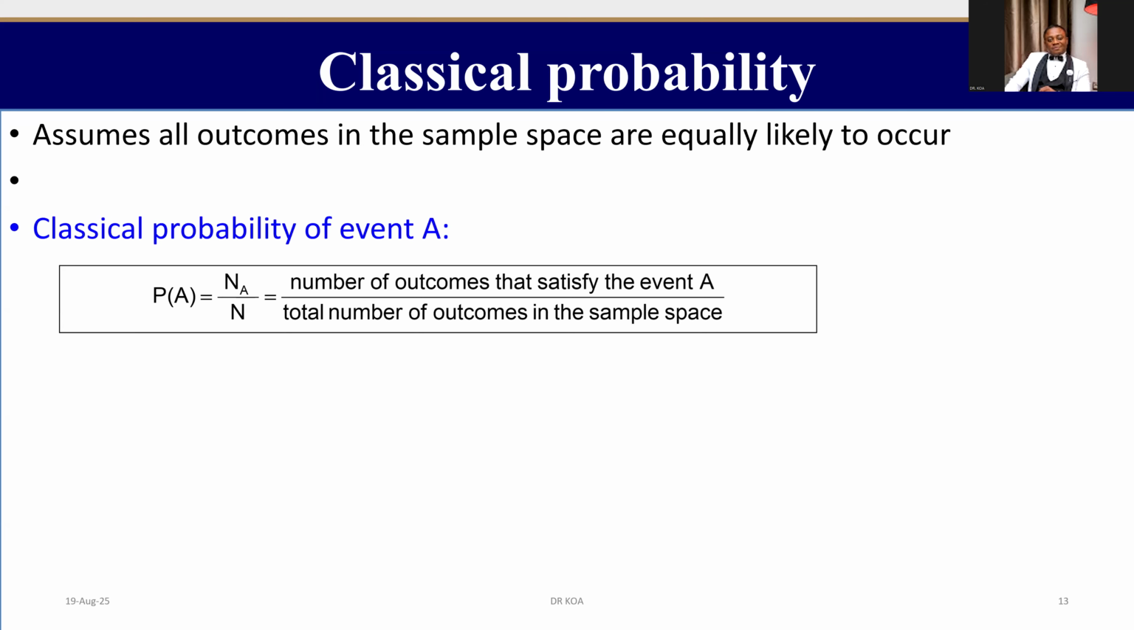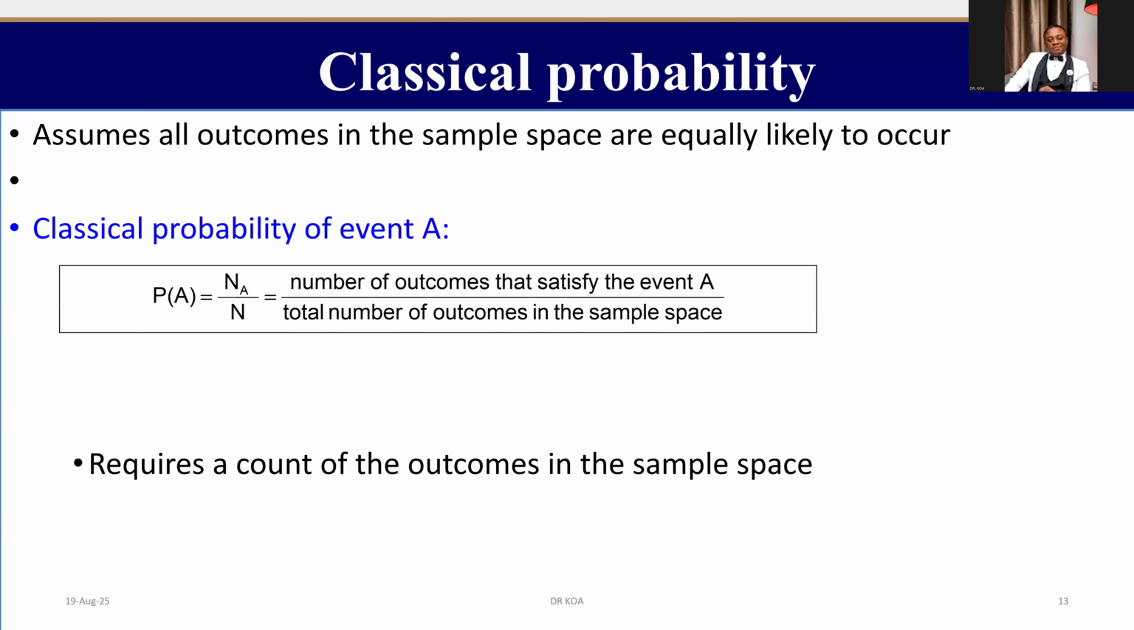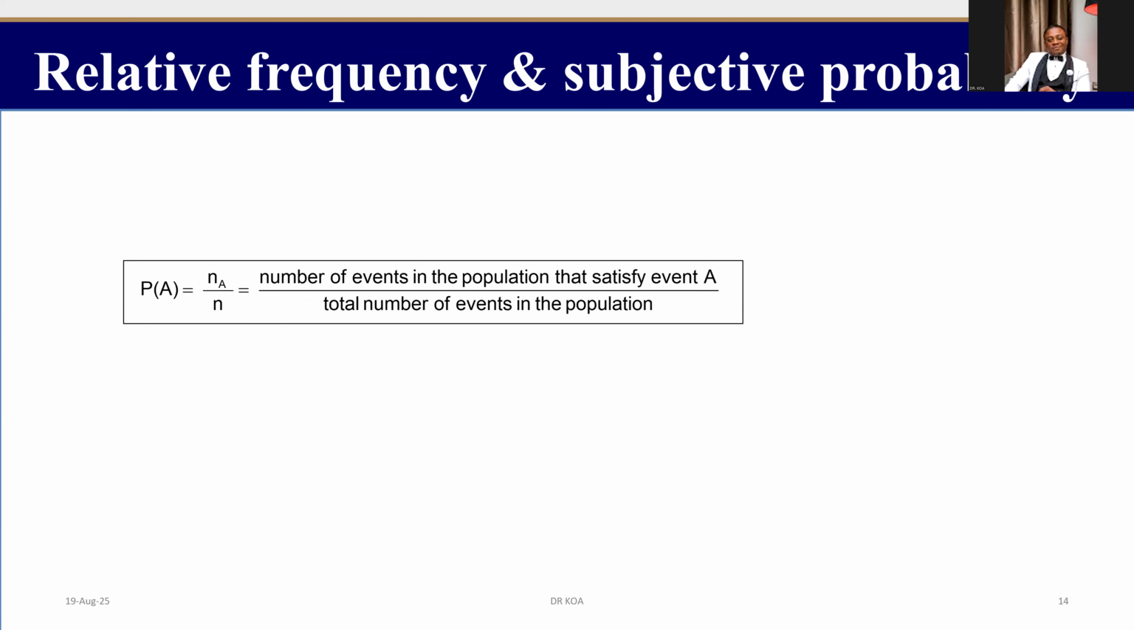How do you calculate that? You calculate that by taking the parts divided by the whole. So the probability of event A is the number of the outcomes that satisfy the event A, NA, divided by the total sample size. It's the simplest and the easiest one. But it requires you to count the outcomes in the sample size. You've got to count it with your eye before you will know the total, and then you will also know how many times this thing is happening.